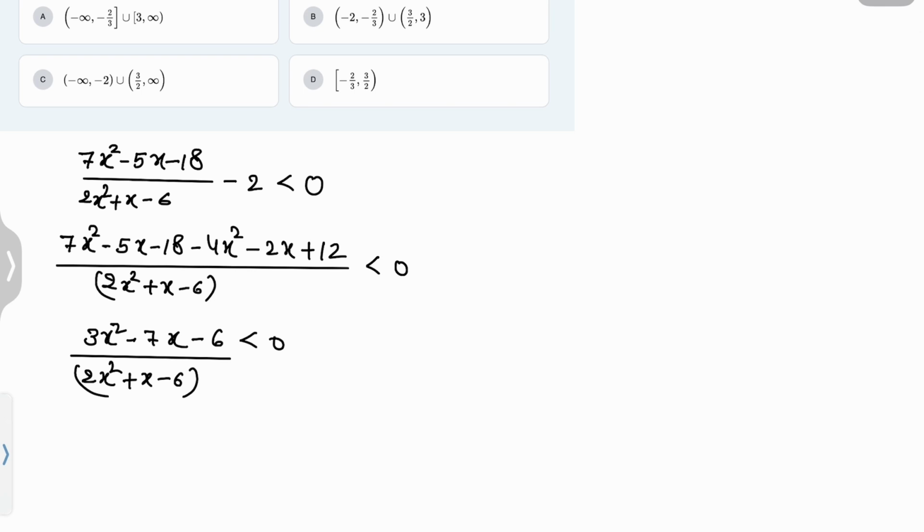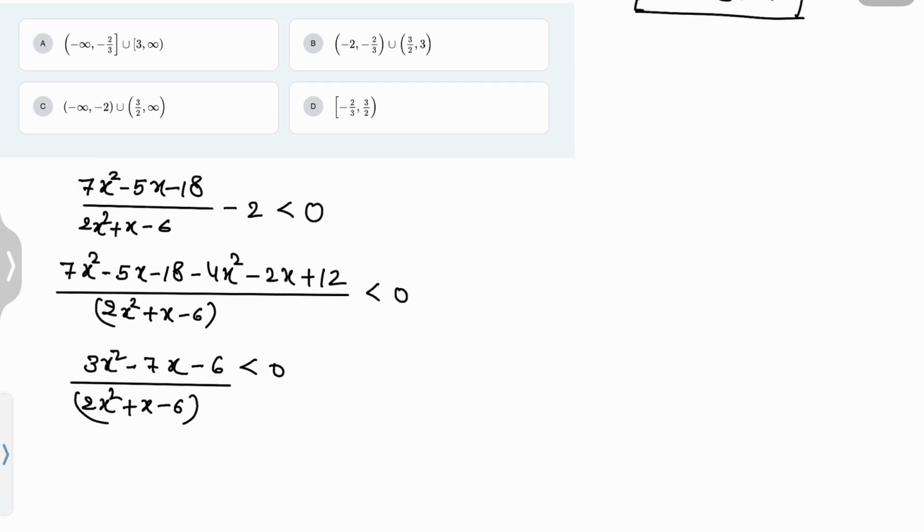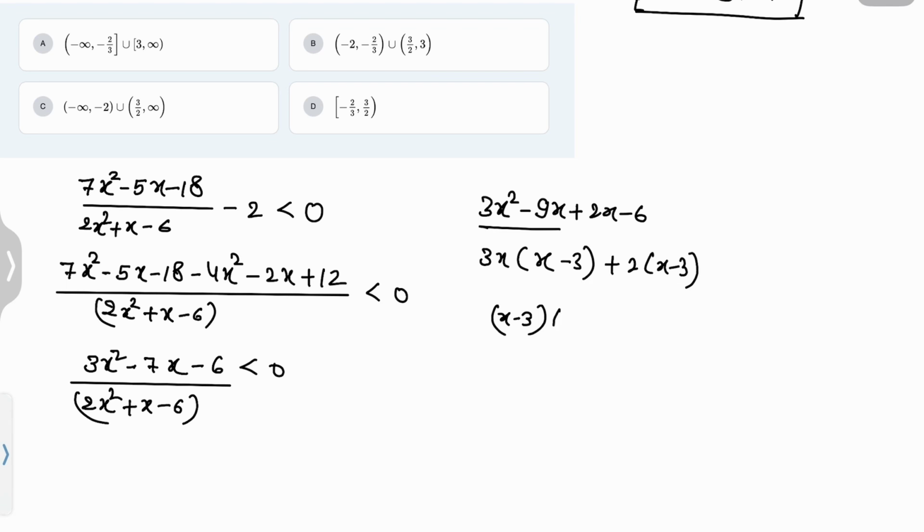Then factorize this one. For the factorization, 6 into 3 is 18, the factors of 18 are 9 and 2. So how to factorize then? The factorization of 3x square minus 9x plus 2x minus 6. So 3x is common, so 3x into (x minus 3), right, and 2 is common, then x minus 3. So x minus 3 is one factor, and the second factor is 3x plus 2, right?